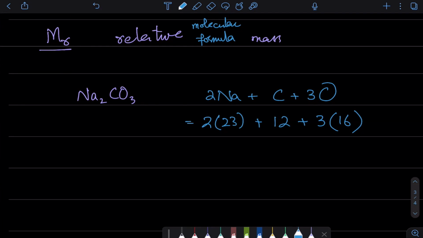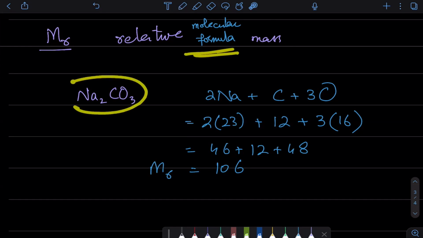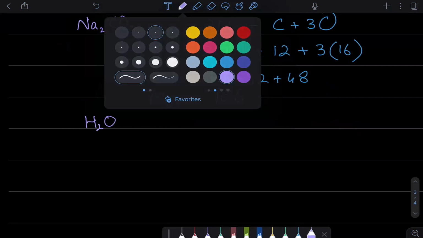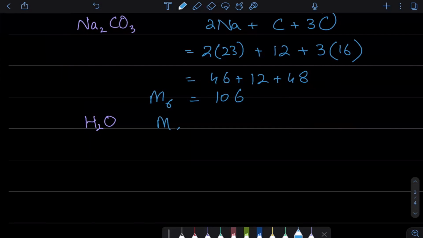Okay, so we have this. We'll simply do this. 46 plus 12 plus 48. That becomes 106. So that is the MR, but I will call it relative formula mass because this has ionic bonding. It forms a giant structure. But at the same time, let's say I have water, H2O, so this is a molecule. So I would call it relative molecular mass. Same method, I'll make a list of atoms present and plug in their numbers. So 2 times 1 plus 16 for oxygen, that's 18.